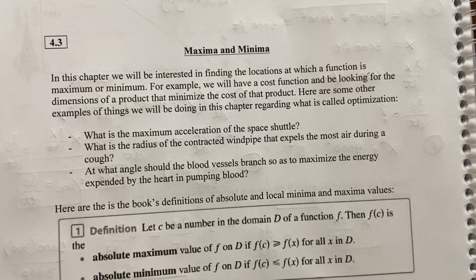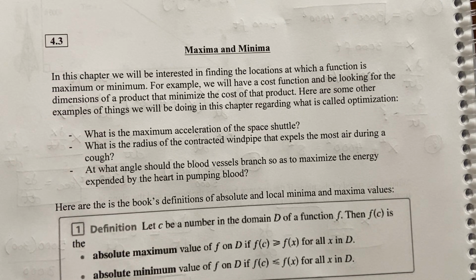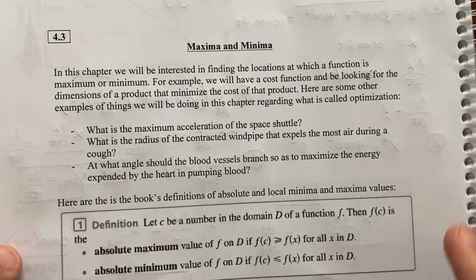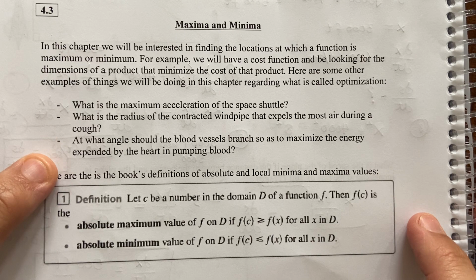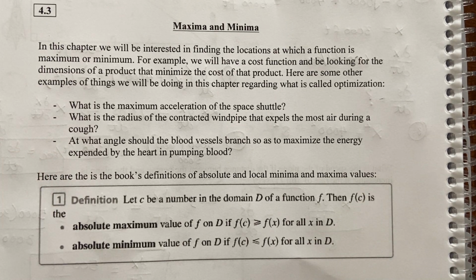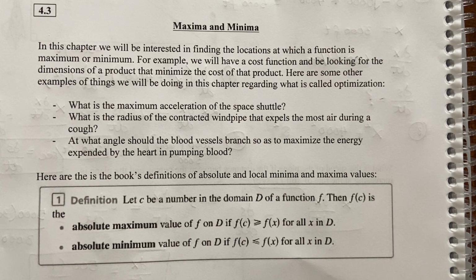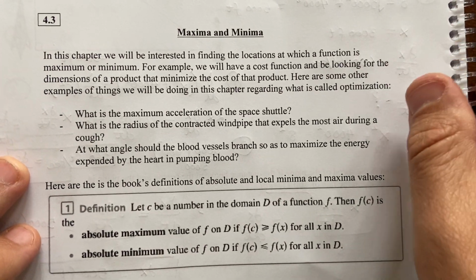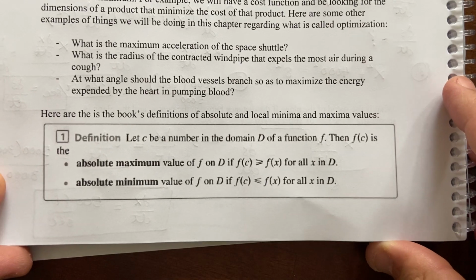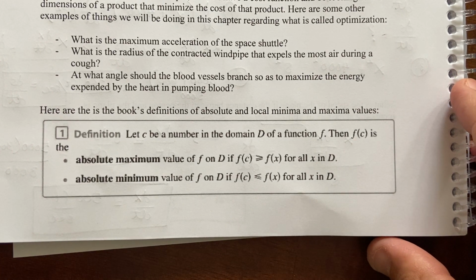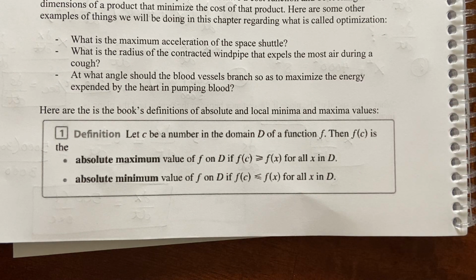So for instance, you might find what is the maximum acceleration of the space shuttle during some trip, or what is the radius of the contracted windpipe that expels the most air during a cough. Just some random examples of what we would mean by maxima and minima. At what angle should blood vessels branch so as to minimize the energy expended by the heart in pumping blood? Here are the formal definitions of local maxima and minima values. We'll be talking more about absolute.